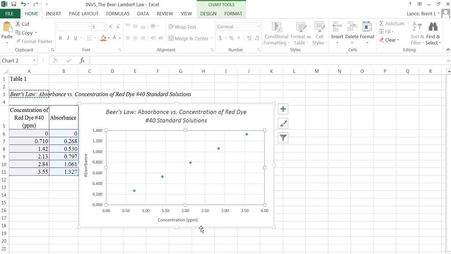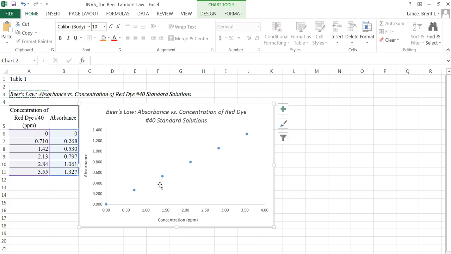So now you're looking at a graph that looks like this, and you'll notice you have some grid lines there. Personally, I don't like grid lines on that graph. I'd just rather look at just the data points.